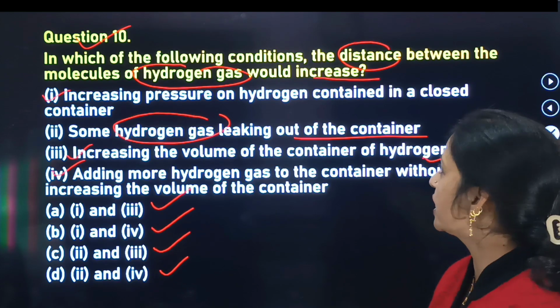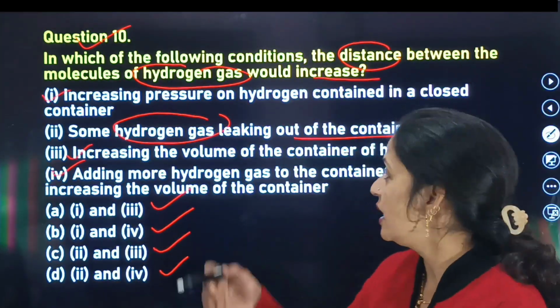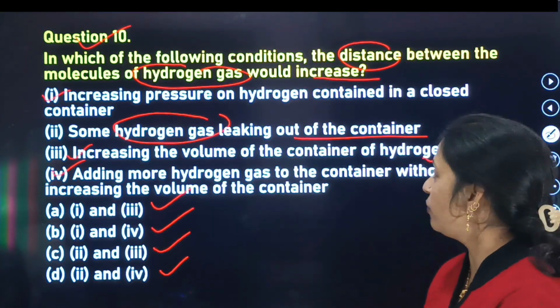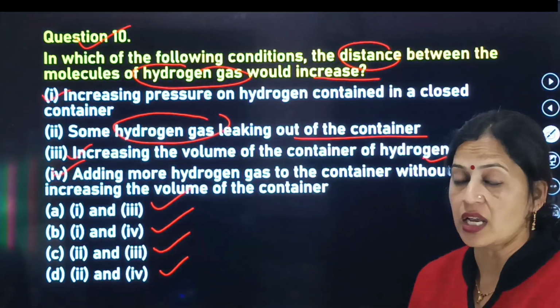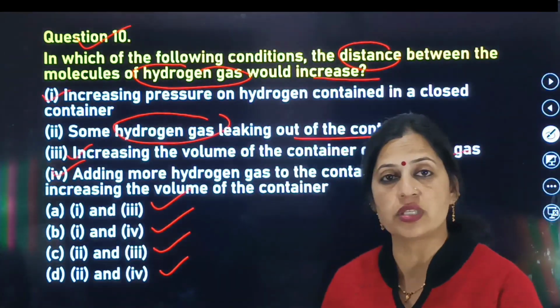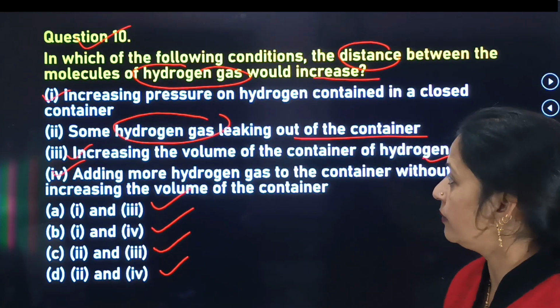Increase in pressure on hydrogen contained in a closed container, some hydrogen gas taking out of the container, या फिर increasing the volume of the container of the hydrogen gas, and the last one is adding more hydrogen gas to the container without increasing the volume of the container. And it is your question number 10.